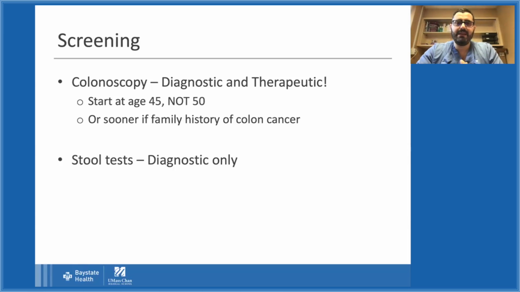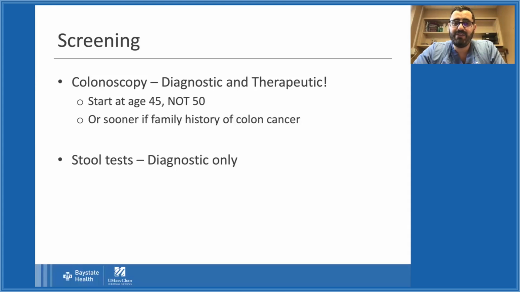For screening, the screening is the best way to prevent those polyps from turning into cancer. So currently, there are several modalities, several ways to screen for colon polyps. Colonoscopy is my favorite. With colonoscopy, you can find the polyp, but not only find the polyp, you can actually remove the polyp. The current guidelines recommend starting screening at age 45.